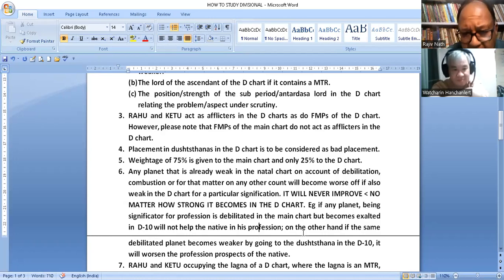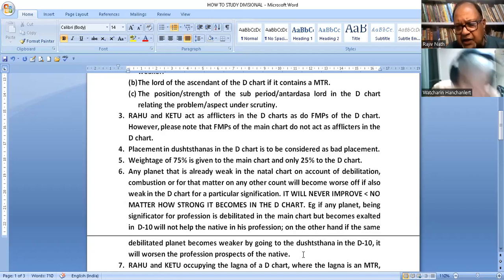On the other hand, if the same debilitated planet becomes weaker by going to the Dushta Sthanas in D10, it will worsen the professional aspects of the native. Dushta Sthanas means 6, 8, and 12, the malefic houses. So if it's already weak, say it is debilitated in the main chart, and suppose it becomes exalted in the D chart, it does not gain any strength. Exaltation in D chart will not mean anything.